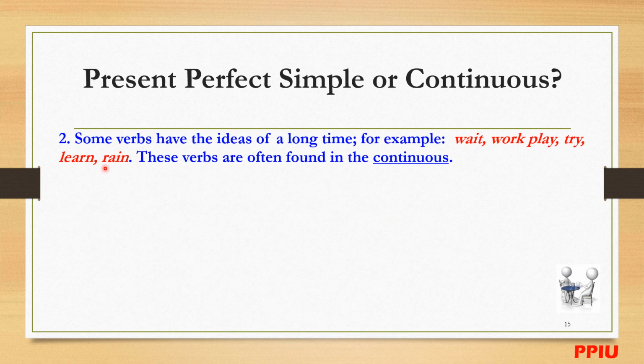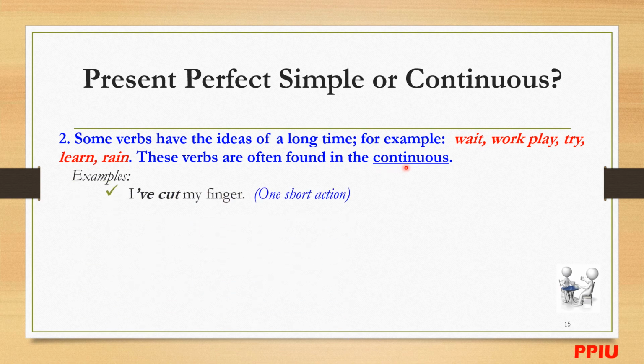Okay, number two, which is some verbs have the idea of a longer term. For example, wait, work, play, try, learn, rent, and so on. These verbs are often found in the present perfect continuous or continuous form. All right.